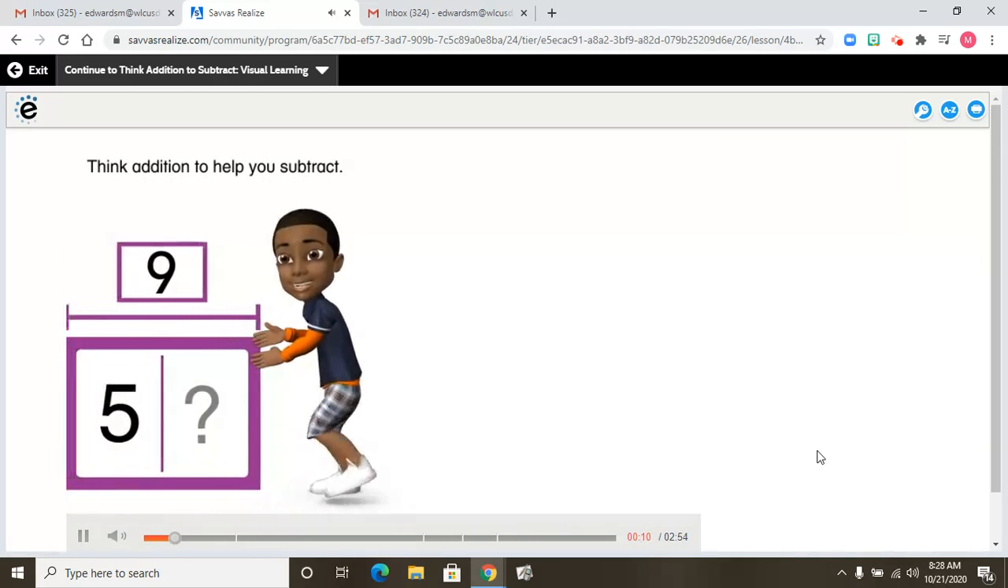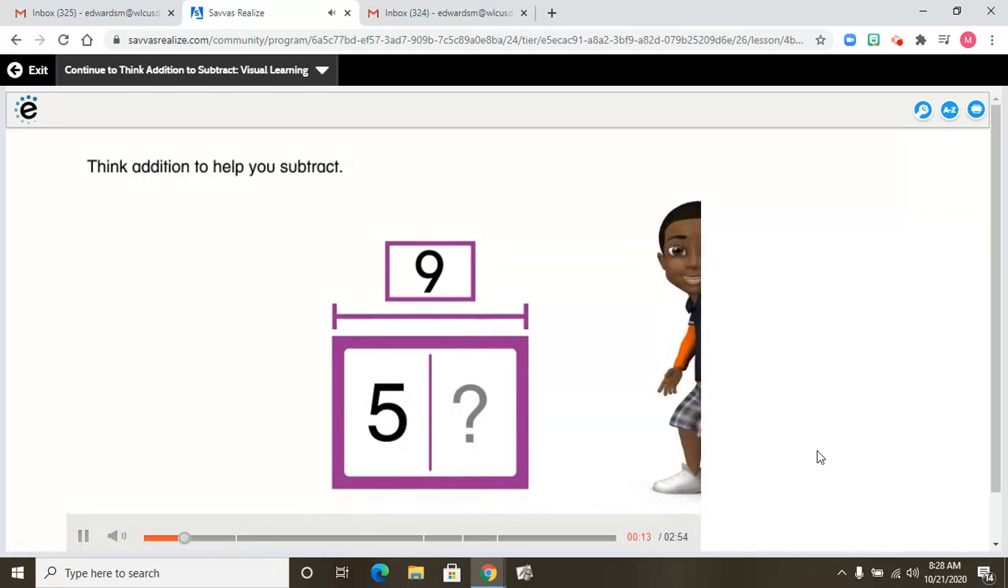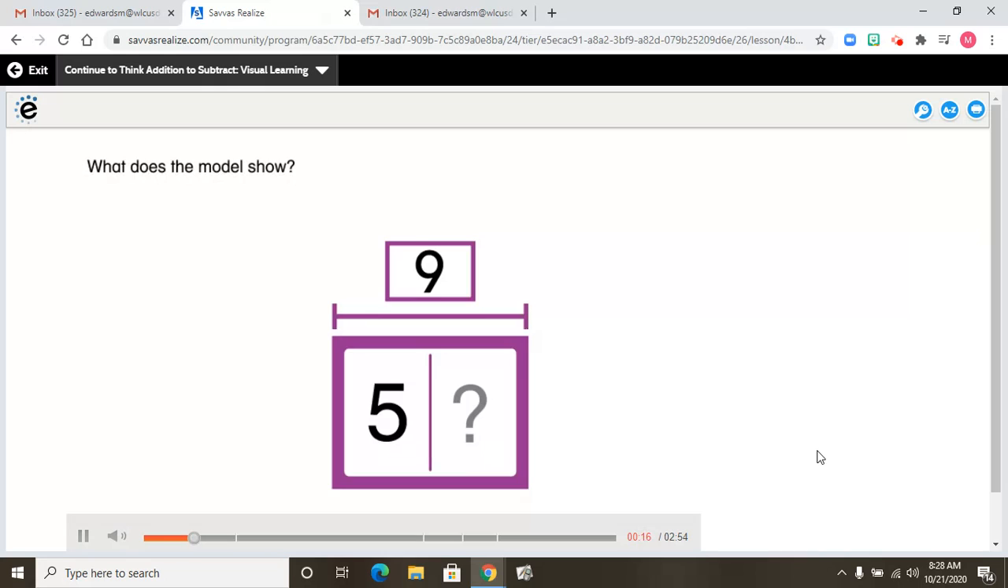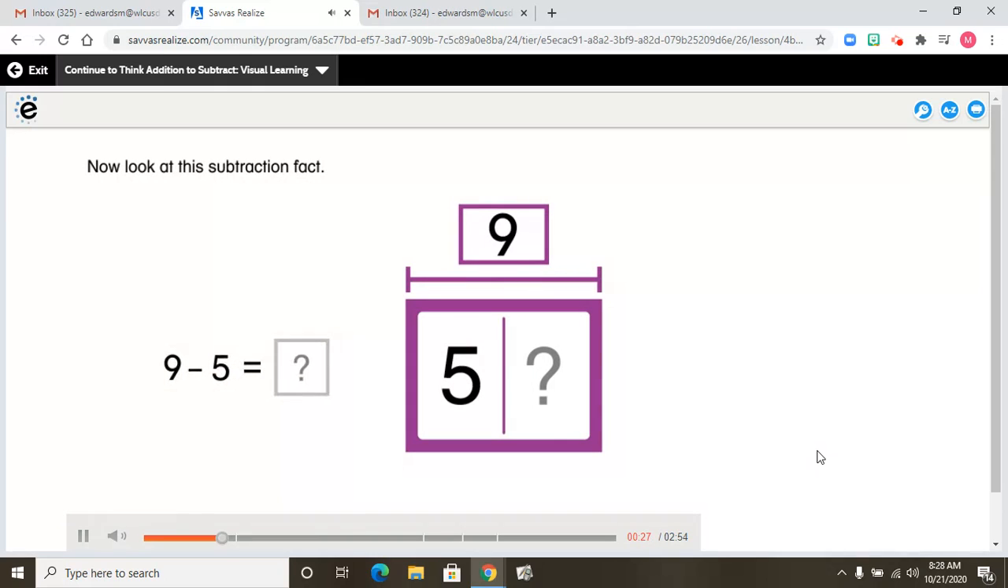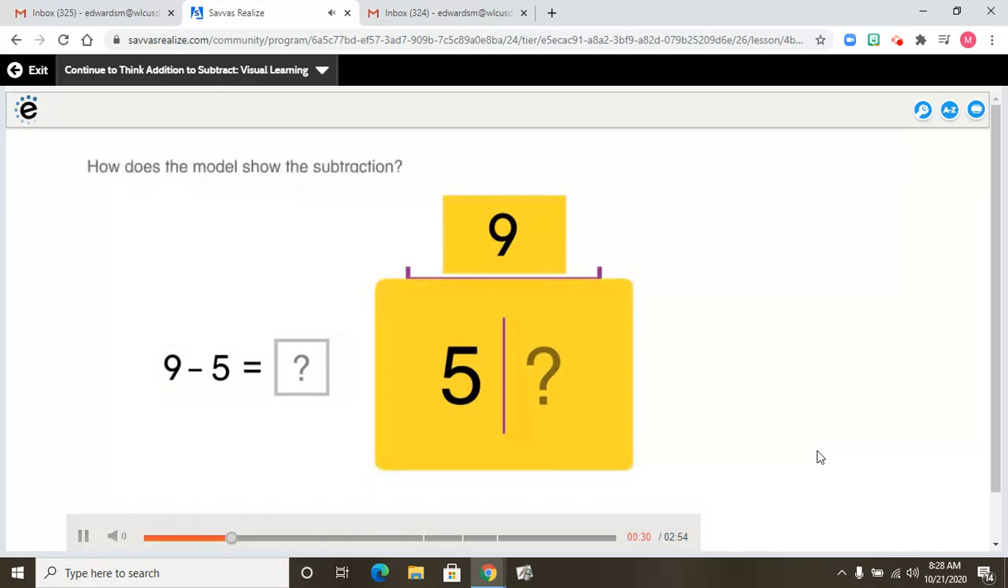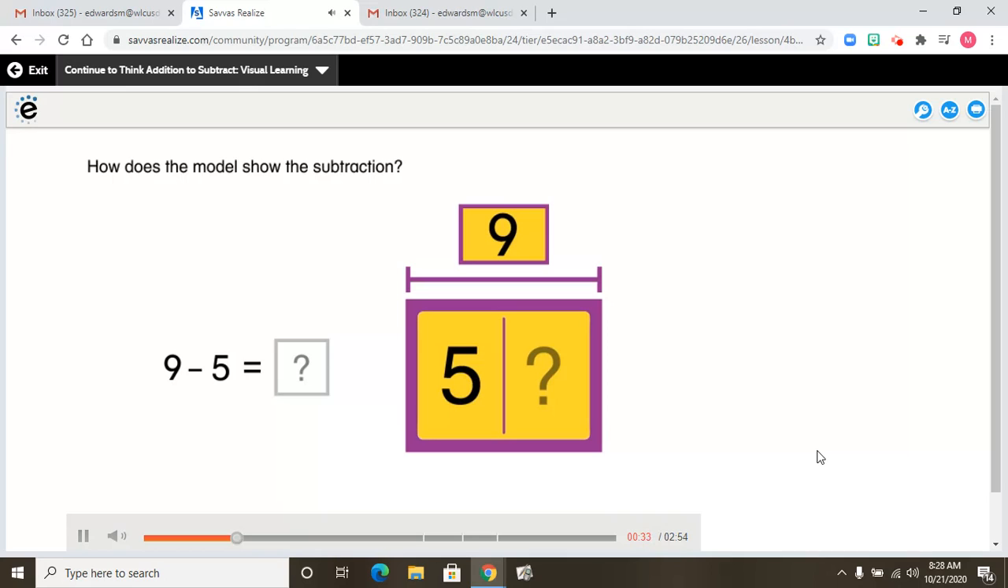Think addition to help you subtract. What does the model show? It shows that 9 is the whole and 5 is one part. Now look at this subtraction fact. How does the model show the subtraction? The picture shows the whole and one part. The 5 is the part being subtracted. To find the answer, you need to find the missing part.